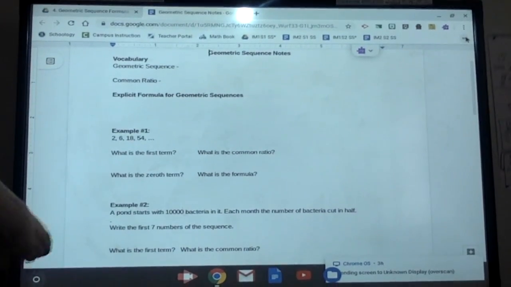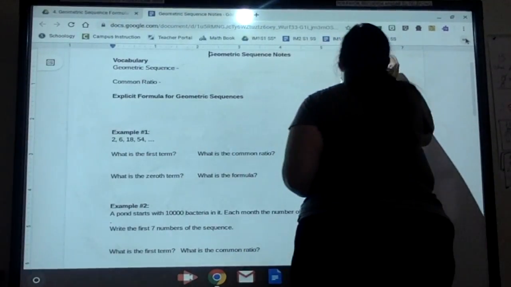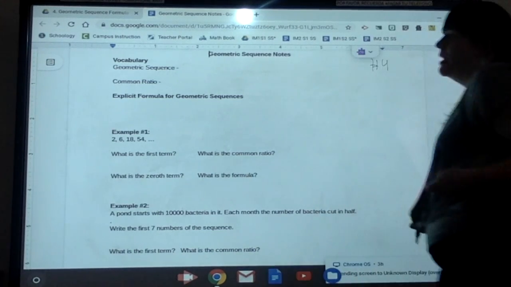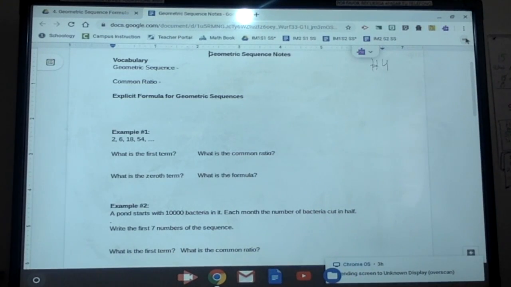All right, number 4. It's the last one in this unit. So last time we talked about arithmetic sequences, which is where you're adding or subtracting the same number each time. And today we're going to talk about geometric sequences.